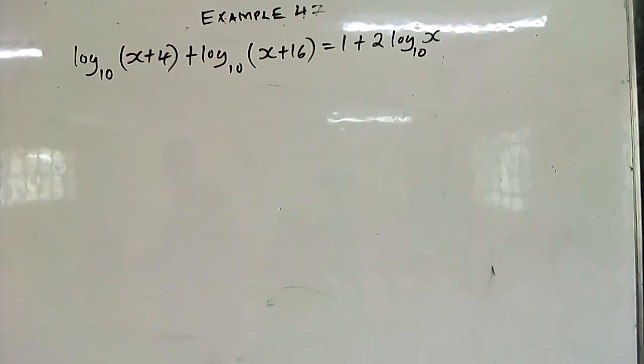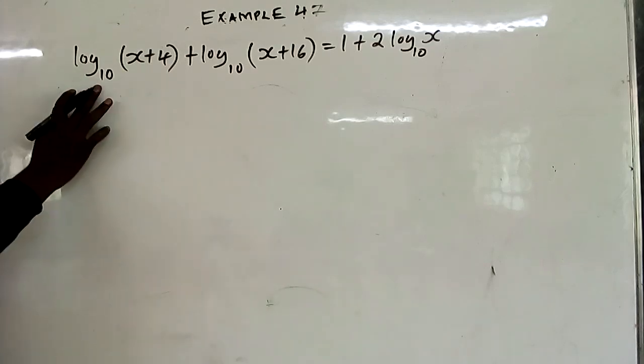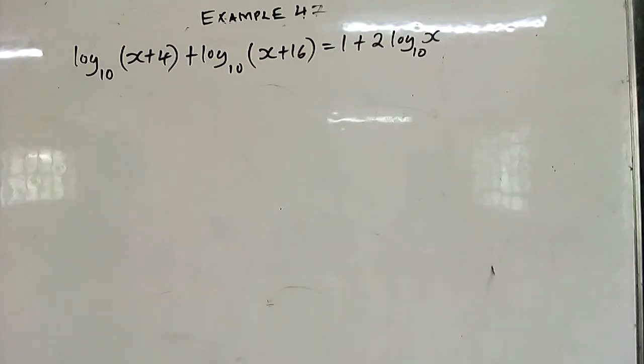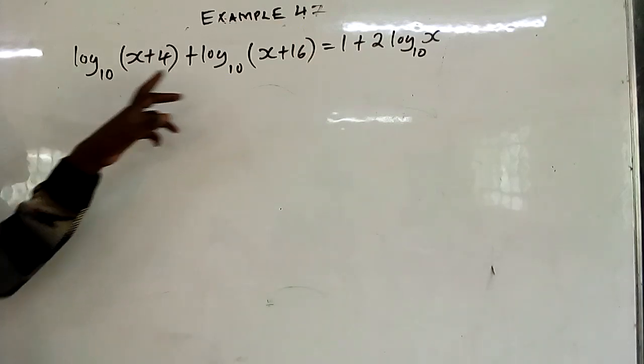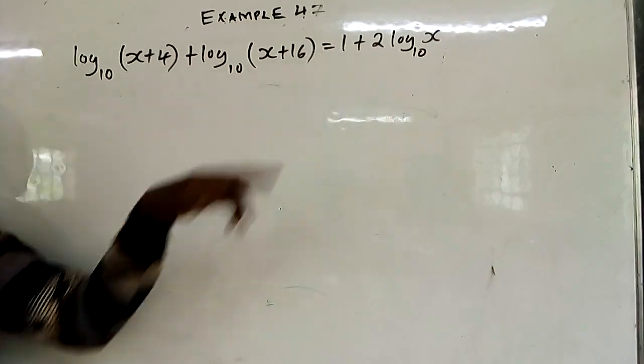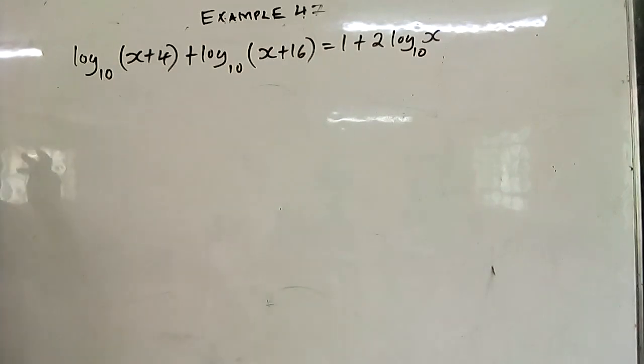Example number 47. Solve the logarithmic equation log (x + 4) to base 10 plus log (x + 16) to base 10 is equal to 1 plus 2 log x to base 10. So what do you do? You must ensure that you have the same base, isn't it? Base 10, meaning this term must also have log to base 10, isn't it?